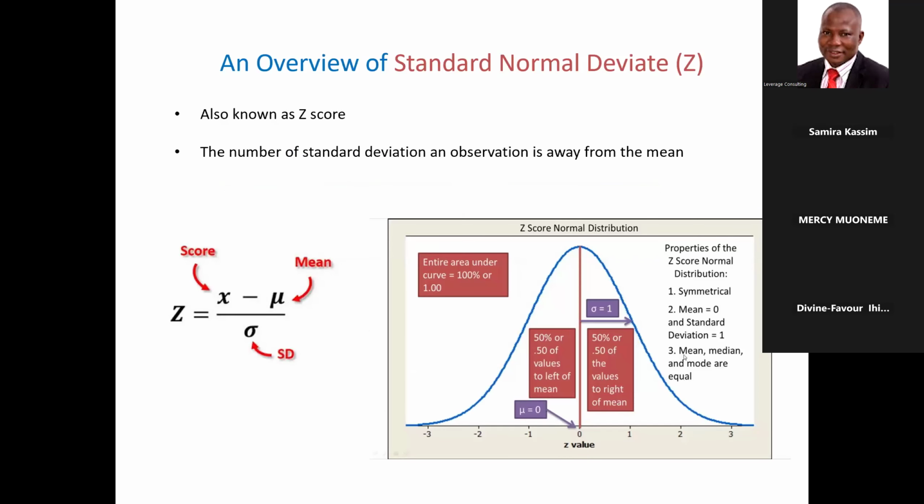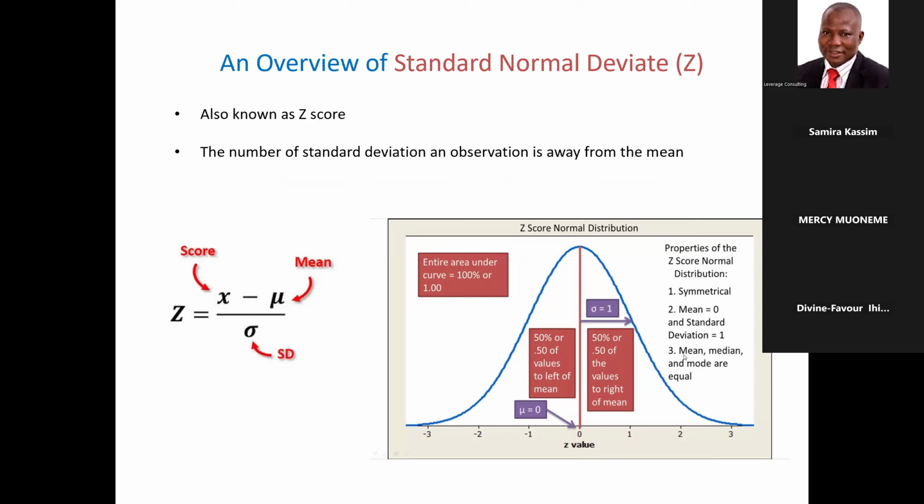Overview of standard normal deviation. Everybody knows the origin of normal distribution now because we discussed extensively, especially the standard normal distribution, how it came about. So chi-square was derived from standard normal. So it's a derivative of standard normal distribution. In fact, it should have been called square normal distribution.